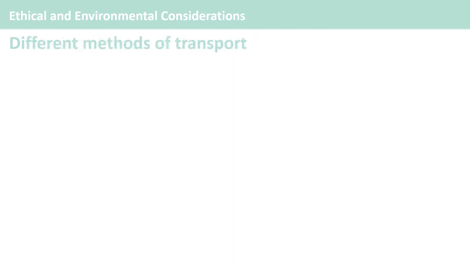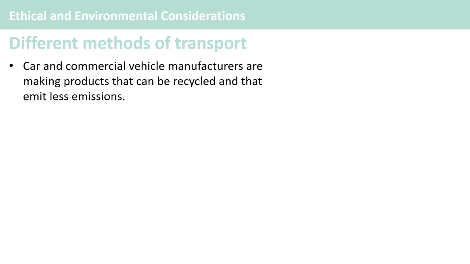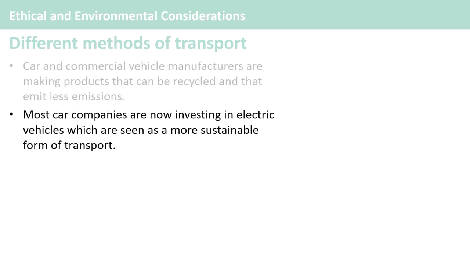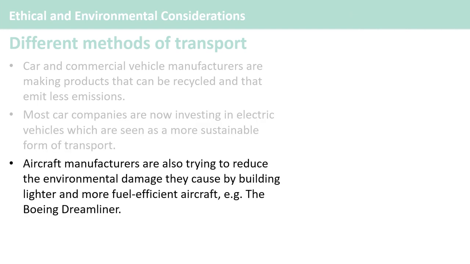Different methods of transport. Car and commercial vehicle manufacturers are making products that can be recycled and that emit less emissions. Most car companies are now investing in electric vehicles, which are seen as a more sustainable form of transport. Aircraft manufacturers are also trying to reduce the environmental damage they cause by building lighter and more fuel-efficient aircraft, for example, the Boeing Dreamliner.